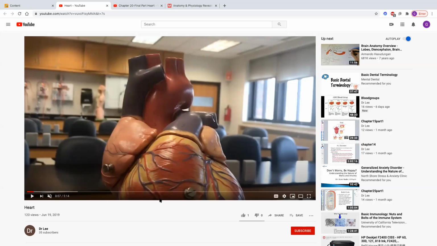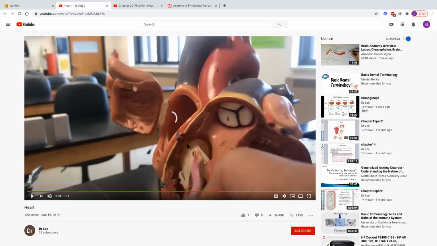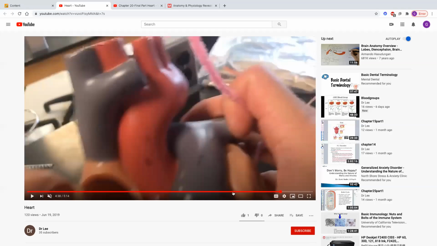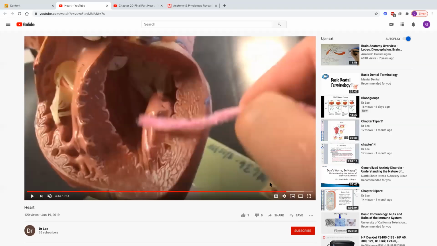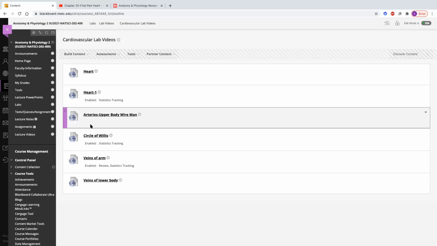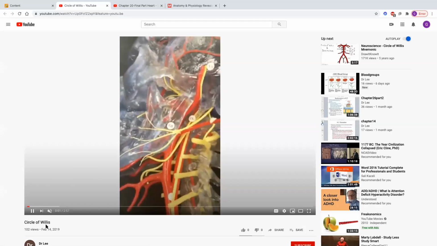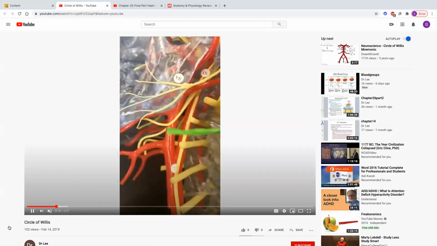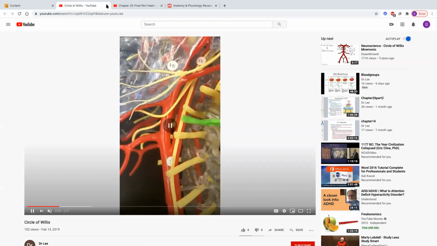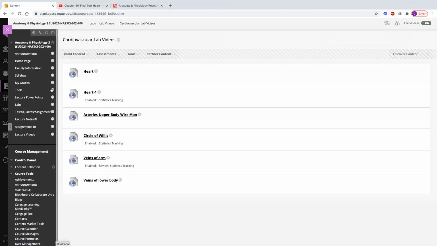So here's that same model. I do go over it, open it up, go over it. Every now and then you'll see me with my messed up thumb when I recorded it, so just a little warning. They're all there, like the circle of Willis. The model shows it well, and the video that we just went through also shows it well. So review those for the circulatory and the cardiovascular system.